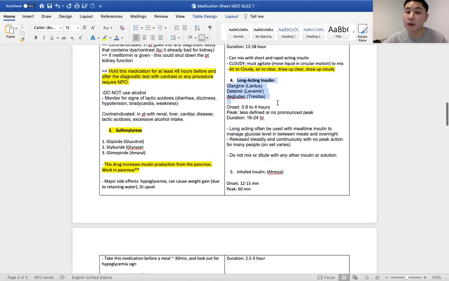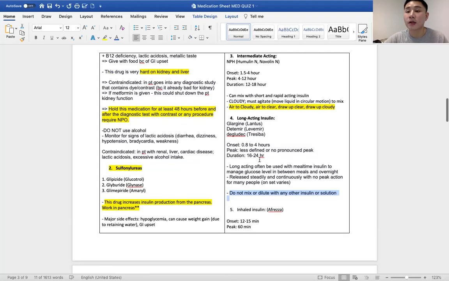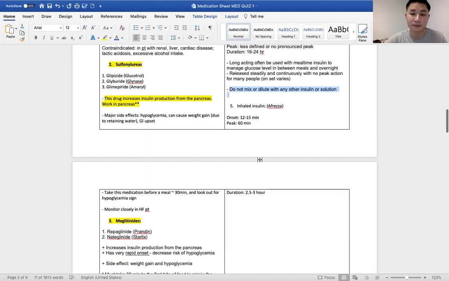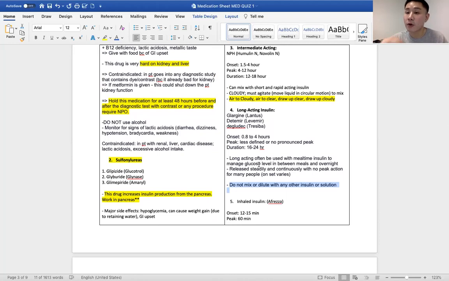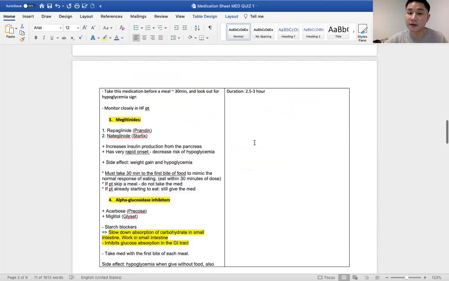And then finally is long acting. So the long acting insulin, we never mix or dilute with any other insulin, okay? We never mix long acting insulin with any others in solution. The only things that we can mix together are intermediate, short, and rapid. And the only insulin that is cloudy is the intermediate. So know the onset, know the peak, know the duration, and know the meal time according to the time of giving the insulin.